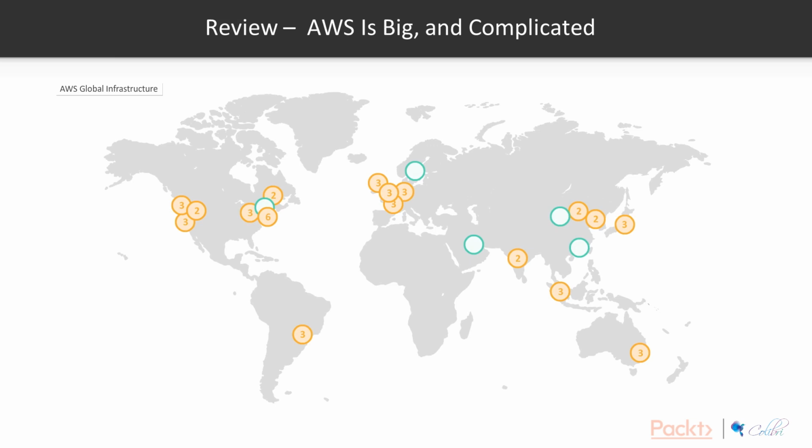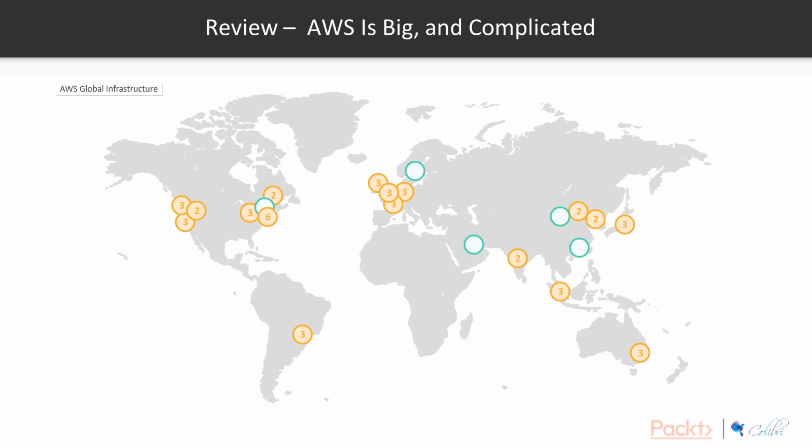Well, AWS is really, really big and really, really complicated. So this map here shows all the AWS regions that are currently available for you to use infrastructure on. The orange circles represent regions that are currently online, and the green circles represent ones which are currently being built and will be available soon. And the numbers inside those circles represent the number of availability zones that they have.